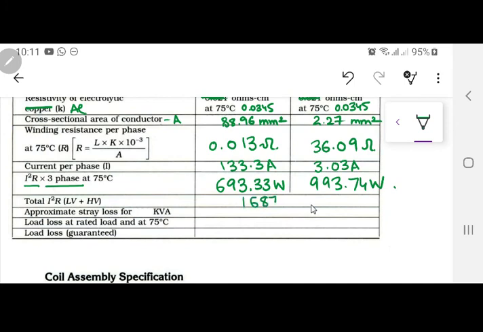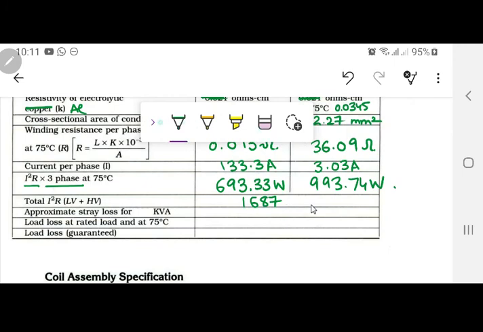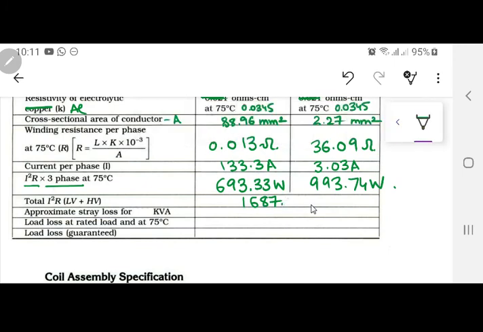1687 वॉट. ओके सॉरी, 1687.07 watts. Approximate stray loss for a 100 kVA transformer, in the book they have given it 100 watts. Just add this over here, so this becomes 1787.07 watts. And the load loss guaranteed, since this is not possible, this is beyond your required value.